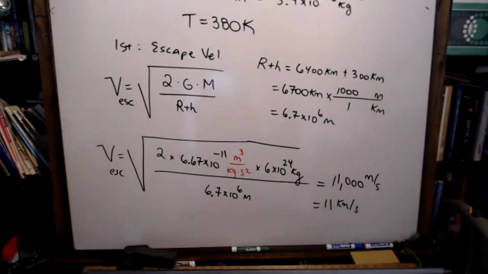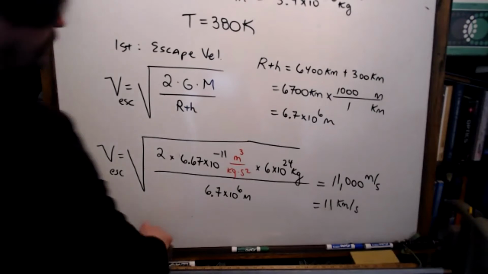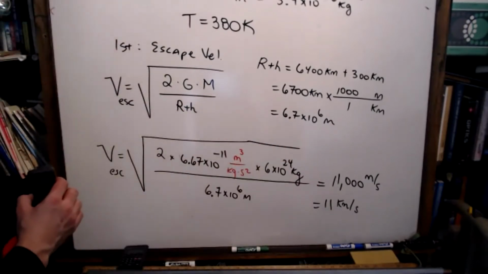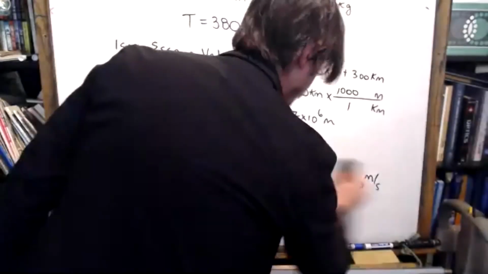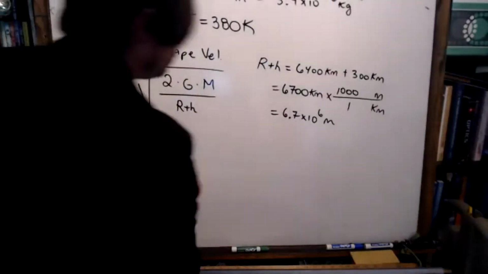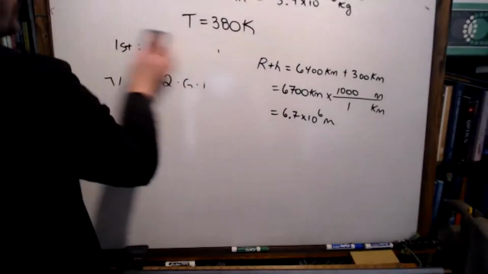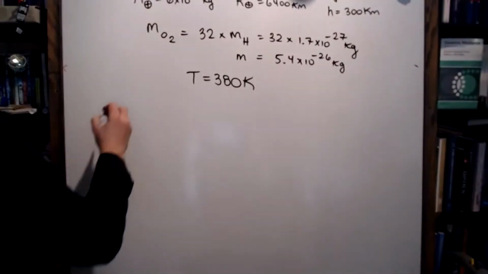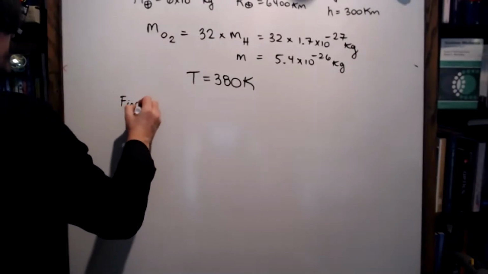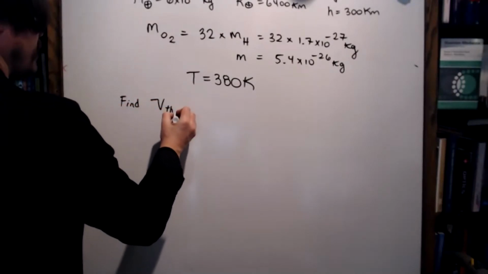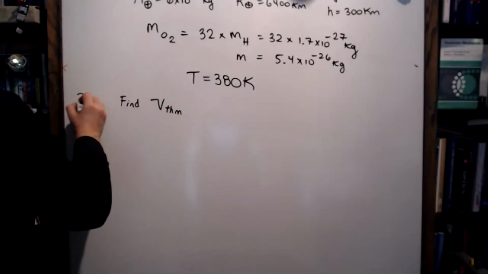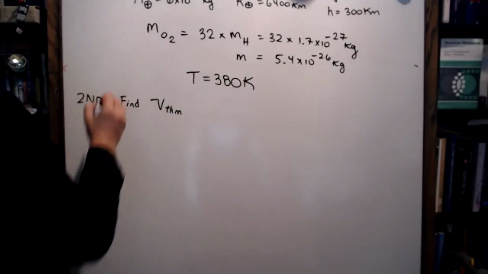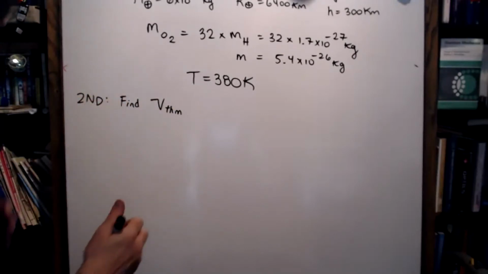I'm going to erase now, guys. It's time to do the thermal speed. Today's lecture is a little techie, okay? There's no way around that. Let me erase. Okay, second order of business, we calculate the thermal speed. This part is new for you guys. So find V therm. That's the second order of business when we do these problems.